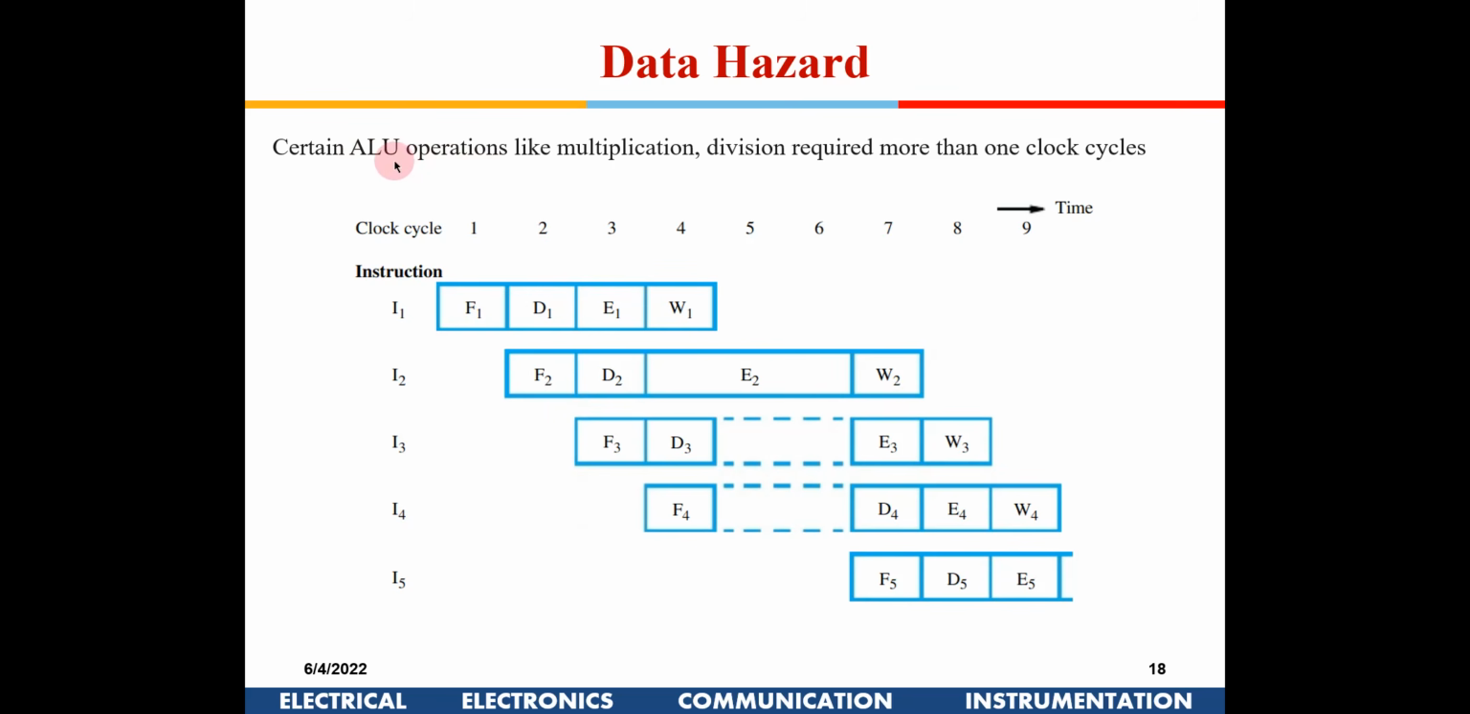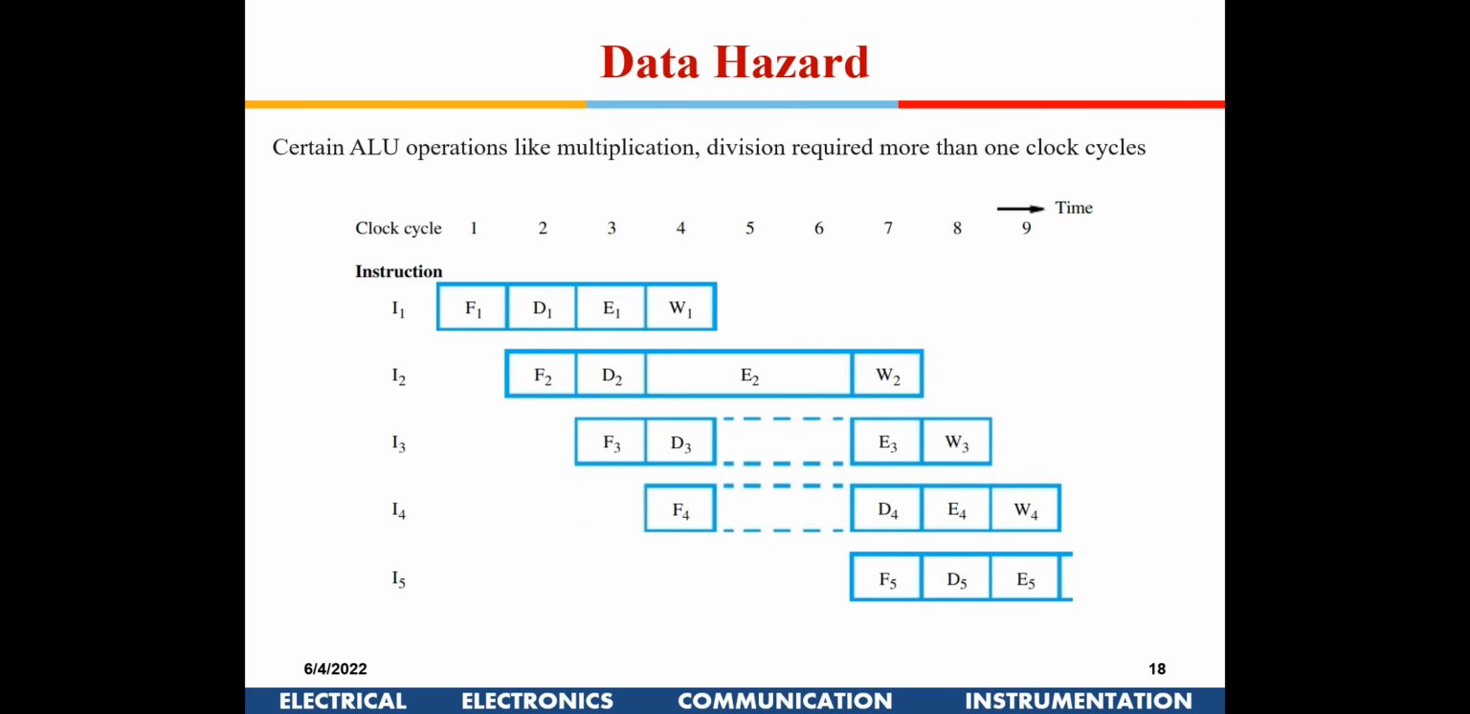Okay, certain instructions. What is a data hazard? Certain instructions like multiplication and division require more than one clock cycle. This is known as a pure data hazard, because the data from the execution unit is not available at the end of one clock cycle to the write register. That is why there is a stall here. So this is known as a data hazard.